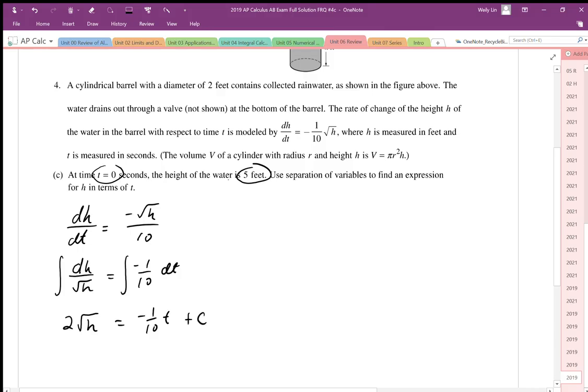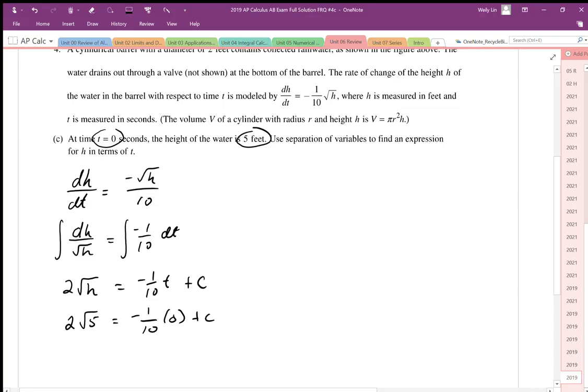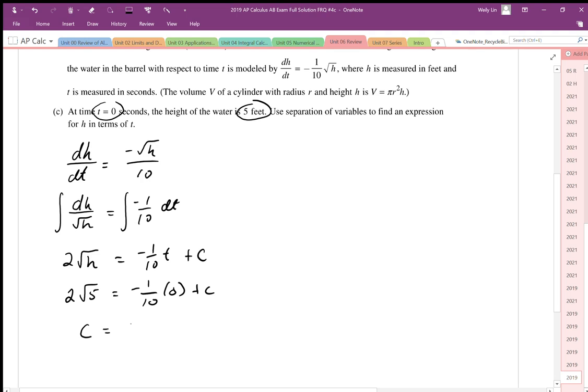Okay, so the initial condition then allows us to solve for the plus c. I'm going to plug in h is 5 and t is equal to 0. So this term is going to become 0 plus c. So that makes c easy to solve for. c is equal to 2 root 5.